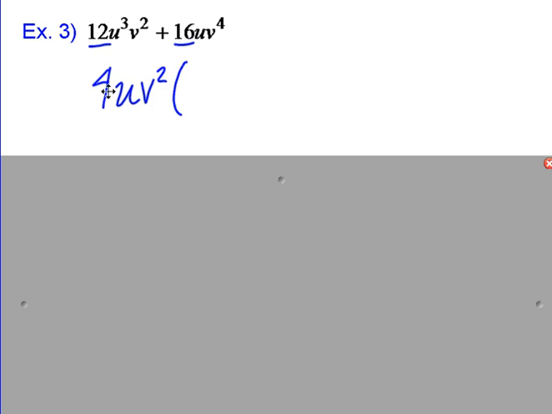What got left behind? Well, 4 times 3 is 12. I need 3 u's and 1 is outside, so I would need 2 more. There are already 2 v's on the outside, so I don't need any more for that first term. Going to the second term, 4 times 4 is 16. I already have 1 u outside, so I don't need another one, but I do need 2 more v's. And this is prime factored.